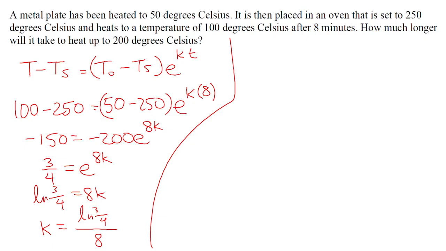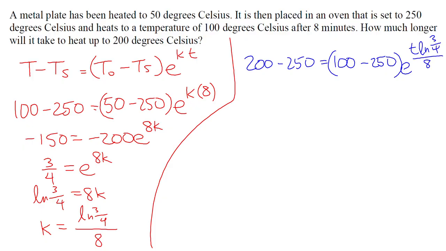So it's asking us how much longer, not how much time from the start. So now we'll use our new initial temperature of 100 degrees, because we want to know how much longer it takes from when it was 100 to get to 200. So we'll have our final temperature is 200 minus our surrounding temperature is 250 equals our new initial of 100 minus our surrounding of 250 times e to the kt, or we don't have t, that's what we're looking for, so it's t ln 3/4 divided by 8.